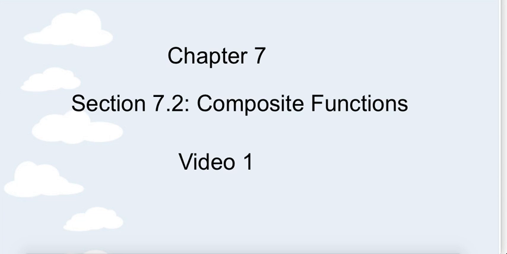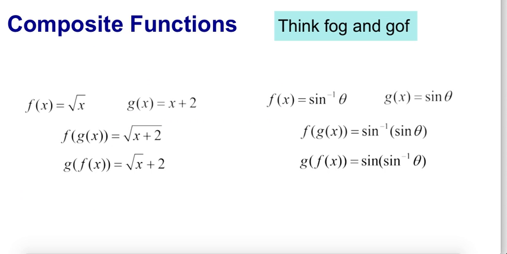This is the first video for section 7.2, which is about composite functions. When we're talking about composite functions with trig and inverse trig functions, we're doing nothing more than thinking of f of g and g of f, like you typically deal with quadratic and cubic and rational and square root functions. Nothing is different, right? So with your typical f of g and g of f functions, you have this example over here to the left.